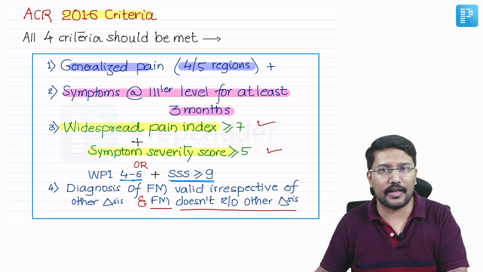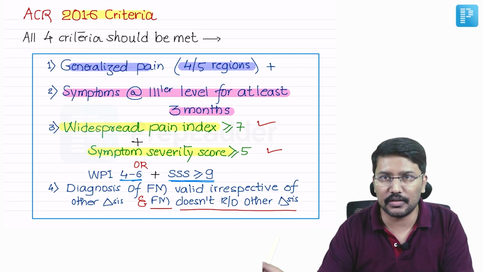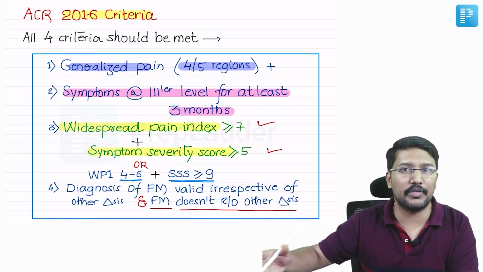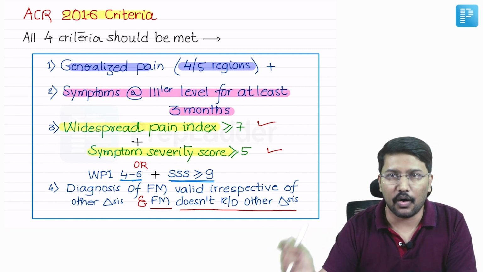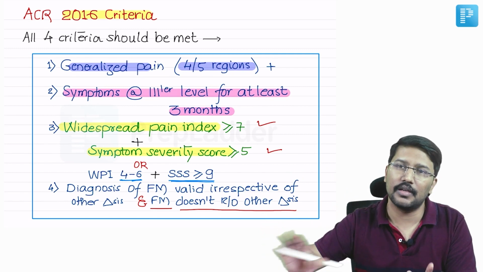Just because you have diagnosed fibromyalgia in a patient, that doesn't mean other rheumatological disorders or other similar symptom complexes cannot be occurring. So if criteria are met for another diagnosis, you can consider it.